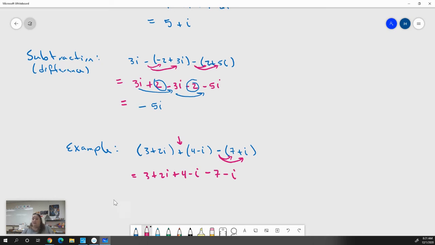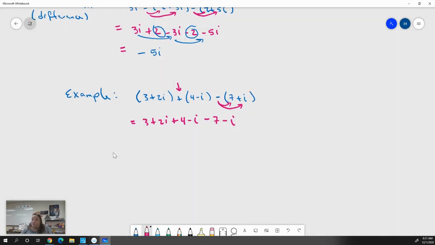And now we can go ahead and combine our like terms. Real numbers first. 3 plus 4 is 7, minus 7, bam, we're at 0 again, which is super convenient. So right now I have 0. I have 2i minus i. Well, that's just i. Minus another i gives me minus 0i. So the whole thing is just 0. So play with these a little. You're going to have some opportunities to work on them in Delta Math.